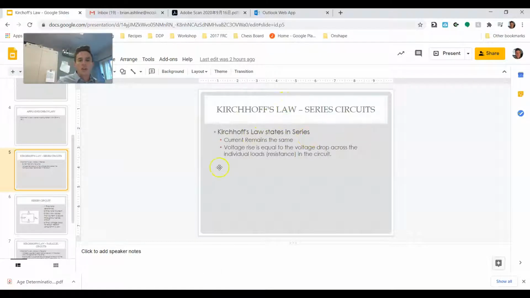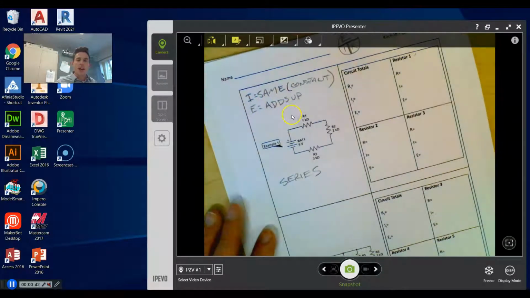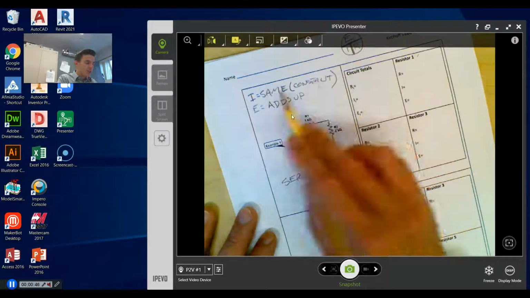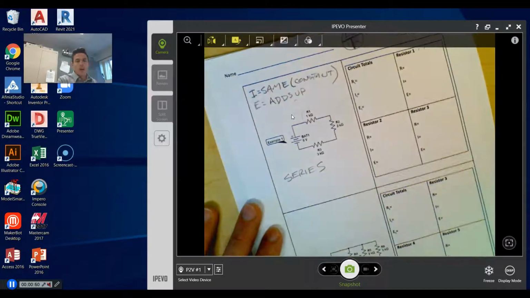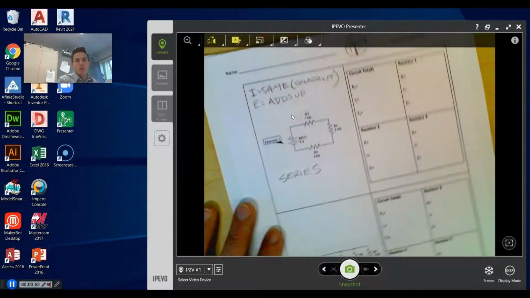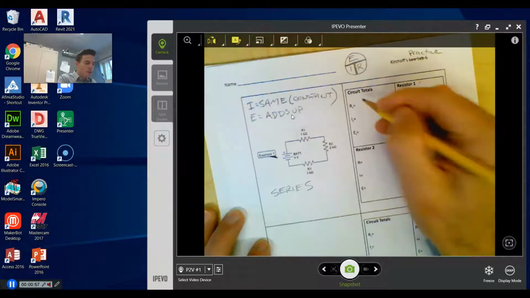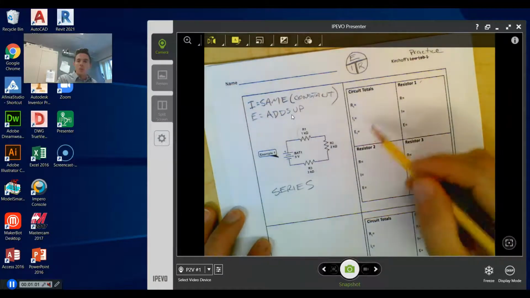According to the notes, Kirchhoff's law states that in series, current is going to remain the same and voltage rise is equal to the voltage drop, which means that all of the voltage is going to add up to the total. So I is constant, it remains the same. E is going to add up. We need to know that portion of Kirchhoff's law in order to figure out the rest of this stuff. So the first thing we need to do here is solve for our circuit totals.